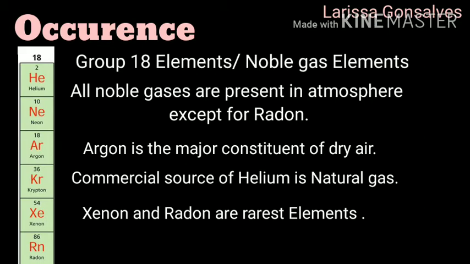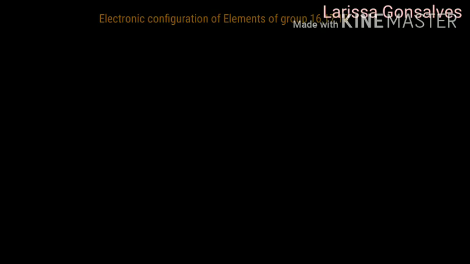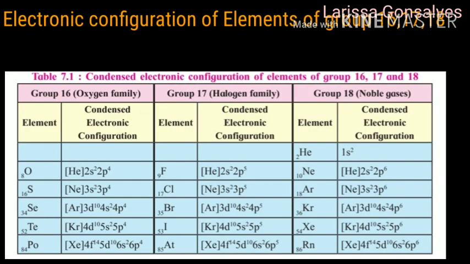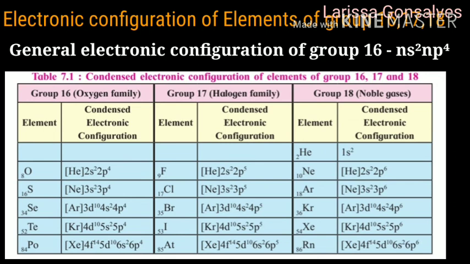Now we move on to study the electronic configuration of group 16, 17 and 18 elements. The general electronic configuration of group 16 elements is ns2np4. Let us take the first example of oxygen, which has atomic number 8. Let us write the electronic configuration for oxygen. So it is 1s2, 2s2 and 2p4. So 4 plus 2 plus 2 gives me 8.